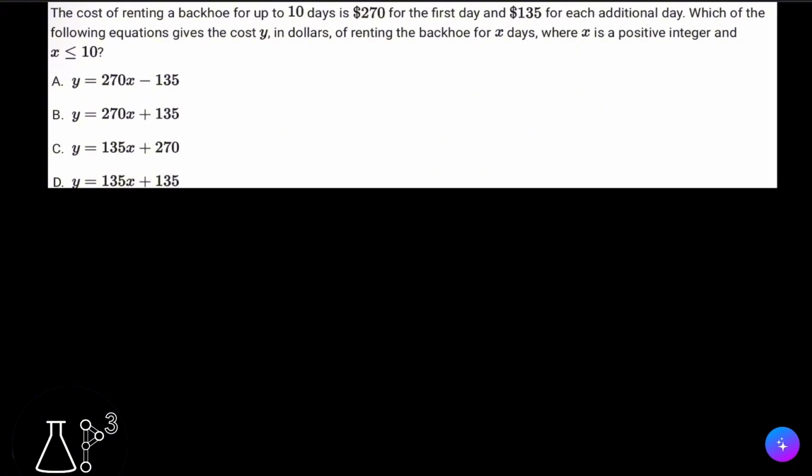So what can we do? Well, let's use the information that's given. We're given that the first day is 270 and every single additional day is 135. And we're given that the equation gives the cost y of renting a backhoe for x days, where x is a positive integer and it's less than or equal to 10. So what I want to do is figure out which of the equations gives me the value of 270 for the first day and 135 more for every additional day. So let's make x equals 1, because when x equals 1, our y value equals 270. So let's see which of the equations correlate.